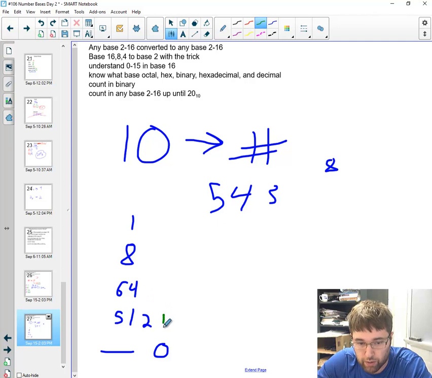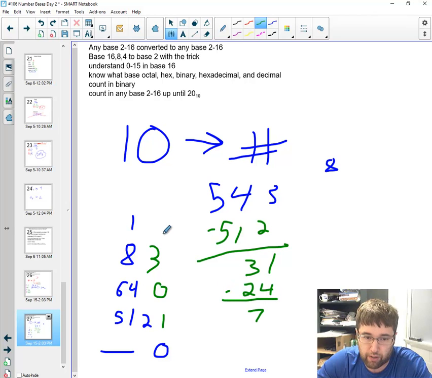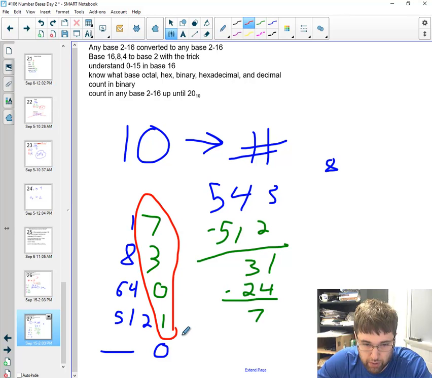How many times? 1. So we put a 1, multiply, do 512, subtract, and we get 31. So we're dividing 543 by 512, then subtracting. Then we divide 31 by 64, we get a 0. We divide 31 by 8, we get a 3. It's 24. Subtract, we get 7, and we're left with 7. So our answer is actually these numbers starting here and going up. So we have 1, 0, 3, 7, base 8.